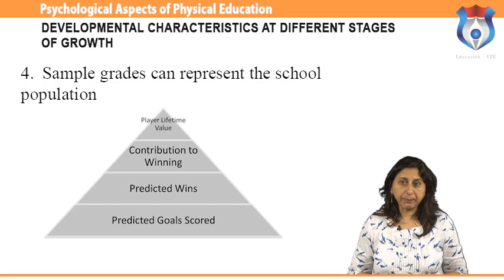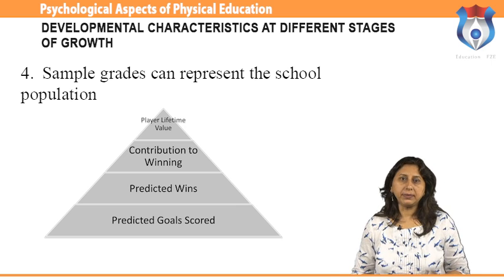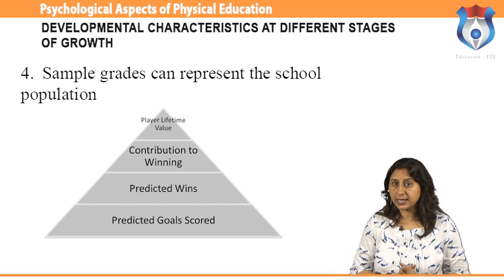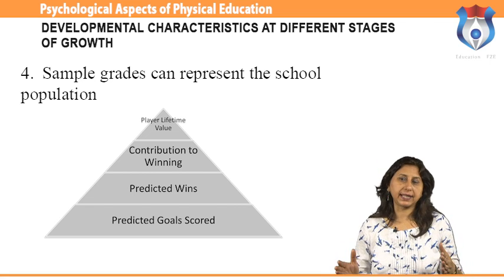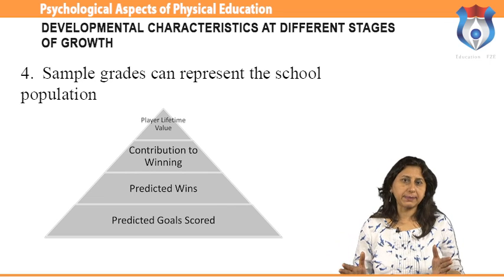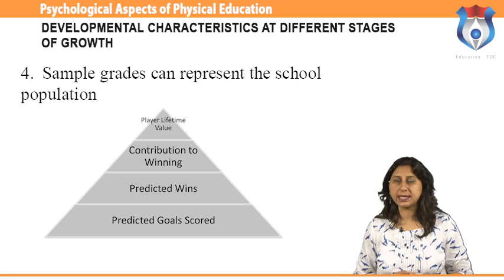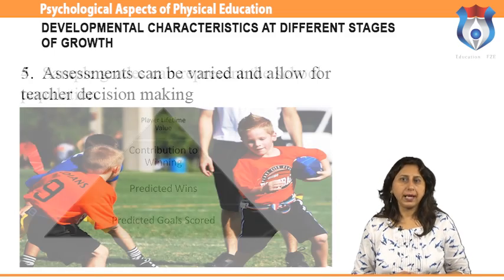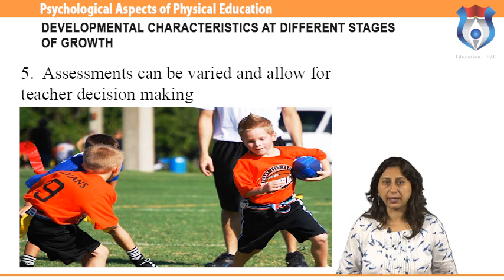Sample grades can represent the school population. In the PESGM, every grade level does not have to be assessed. Grades 2 and 5 were selected as the targets of assessment based on the developmental nature of these elementary school age groups. Assessments can be varied and allow for teacher decision making.